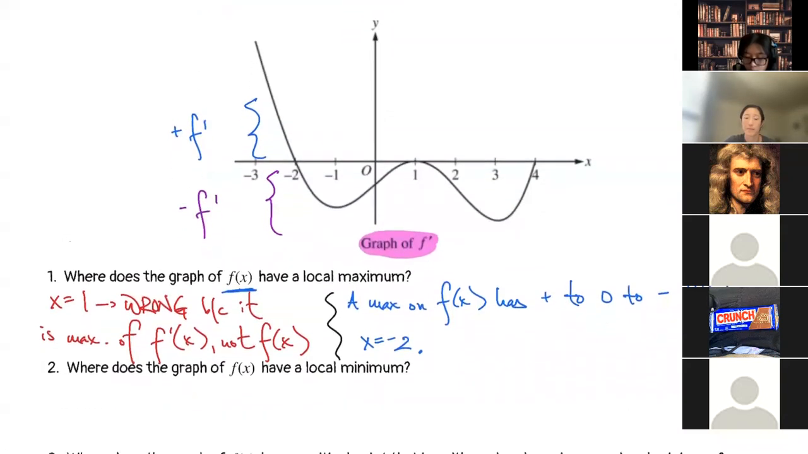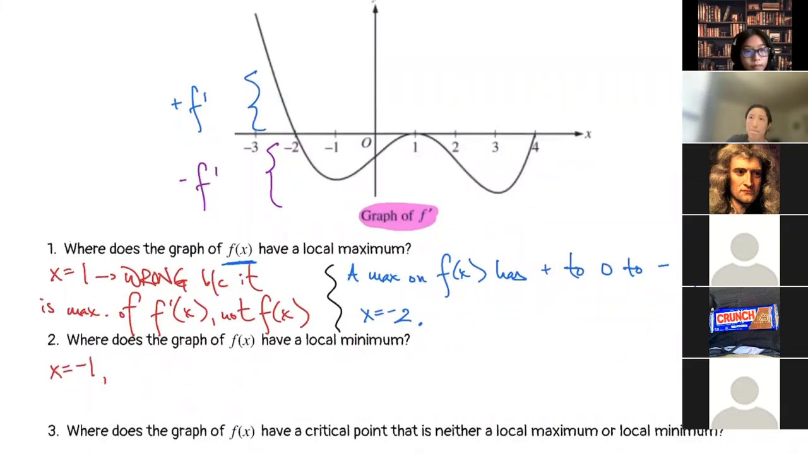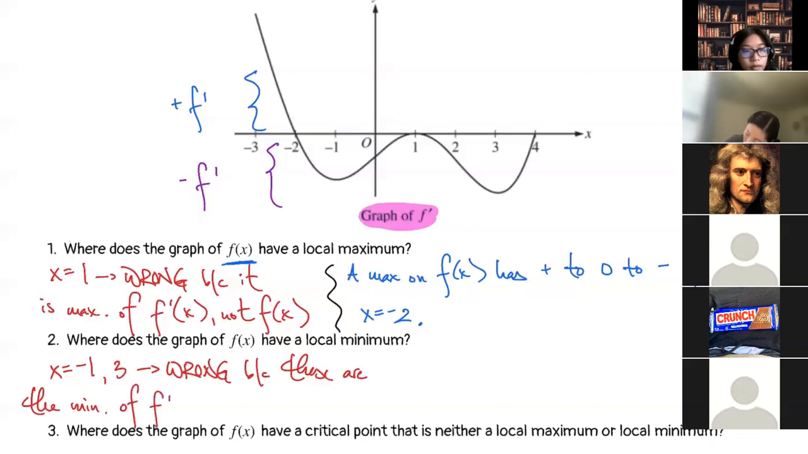Okay. So let's switch the question now. Where does the graph of f of x have a local minimum? And I'm going to write down 2 answers that would be incorrect. X equals negative 1. What's the other wrong answer? 3. Okay, these are wrong because these are the min of f prime of x, not f of x.